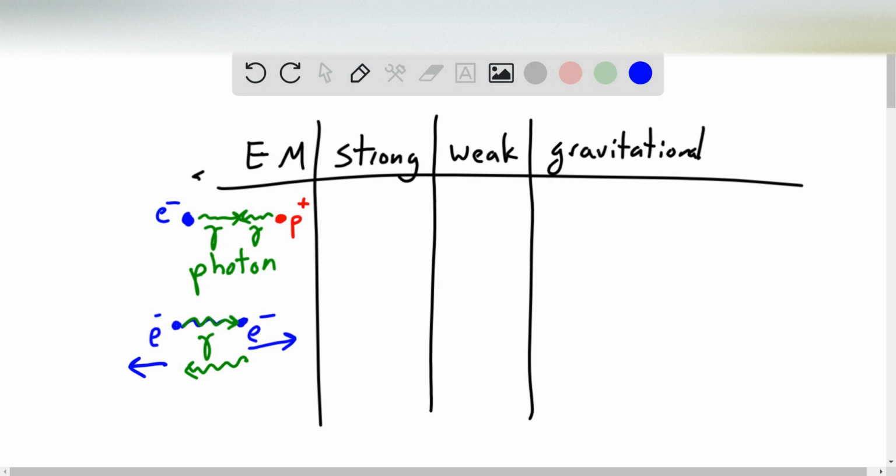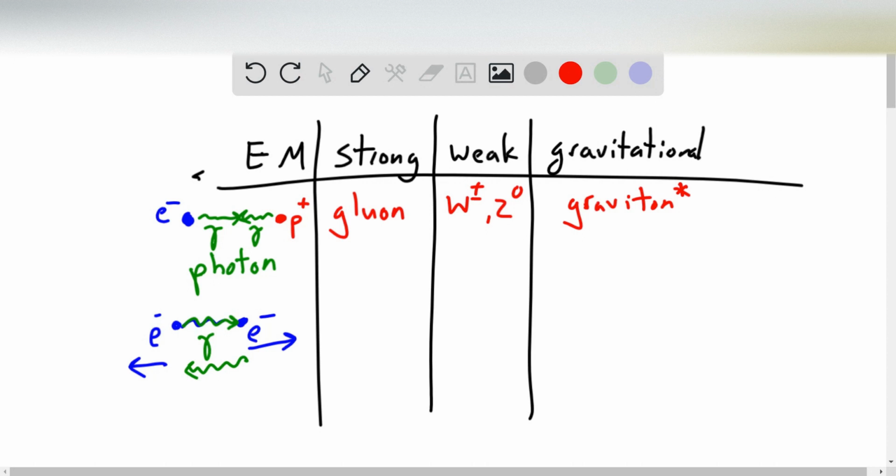And there's a similar mediator for each of these other interactions. For the strong interaction, we have gluons. For the weak, we have the W plus, the W minus, and the neutral Z particle. For the gravitational interaction, there is a hypothesized graviton that would exist in the framework of quantum mechanics and the standard model of particle physics. However, it has yet to be discovered.